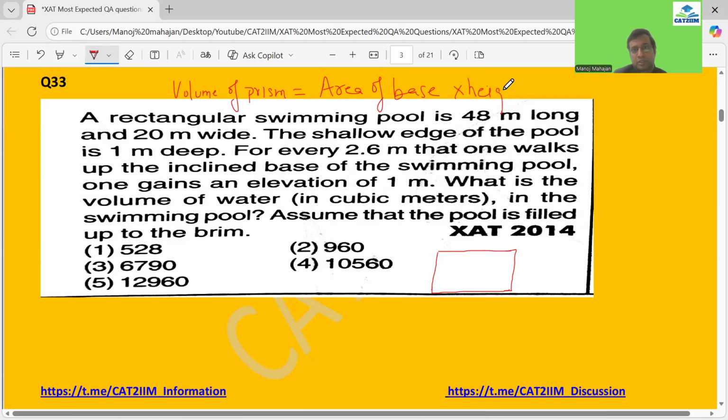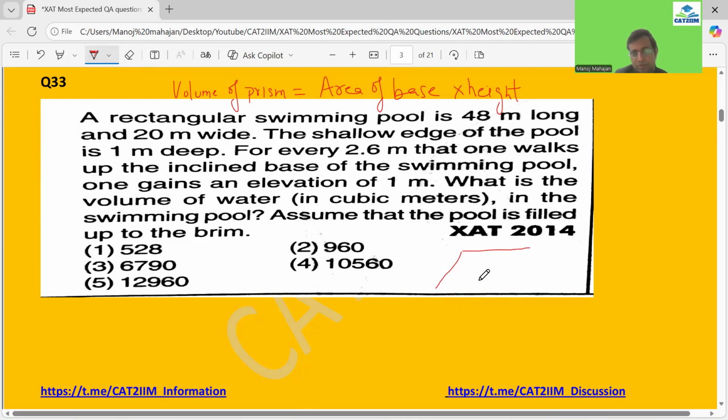So let's understand how we are going to look at it. A rectangular swimming pool is 48-meter long and 20-meter wide. The shallow edge of the pool, right? So just let's understand what we are doing out here. So this is, let's say, the shallow edge of 1 meter deep, right? Let me draw this figure again for you so that it's a little easier. Just give me a few seconds. I'll draw it in a better way.